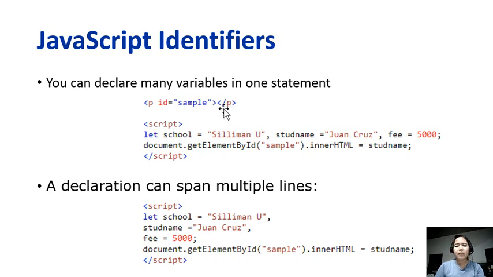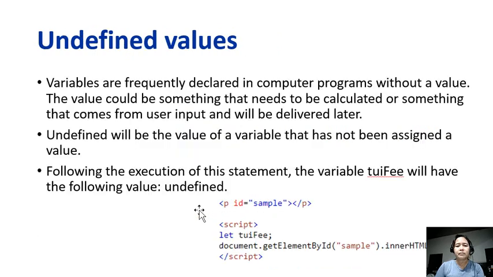Now, it may also span multiple lines. If you want to use only one let for declaring these three variables, but you don't want to put all of them in one line, for easy reading and understanding you can put them in different lines. You can end one line with a comma, but that's not yet the end of your statement. Another declaration, stud name for instance, then put the comma and then your fee, and this is now the end of your statement, and therefore you need to put the semicolon at the end. That's also allowed in JavaScript.